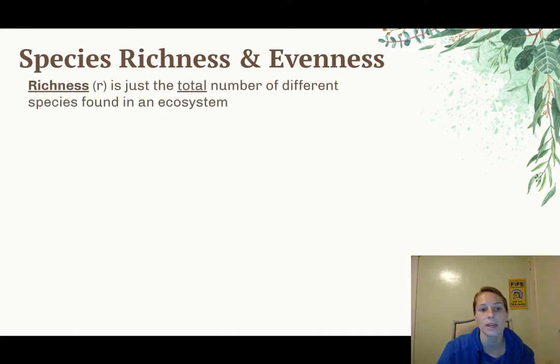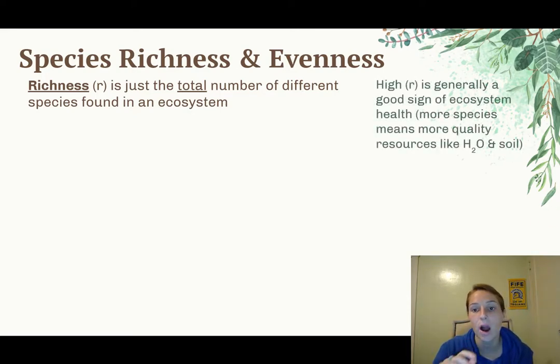Now, one of the things that we look at when we're looking at species is this metric called species richness, which you will sometimes see referred to by an R. Now, the richness is just going to be the total number of different species that are found in an ecosystem.